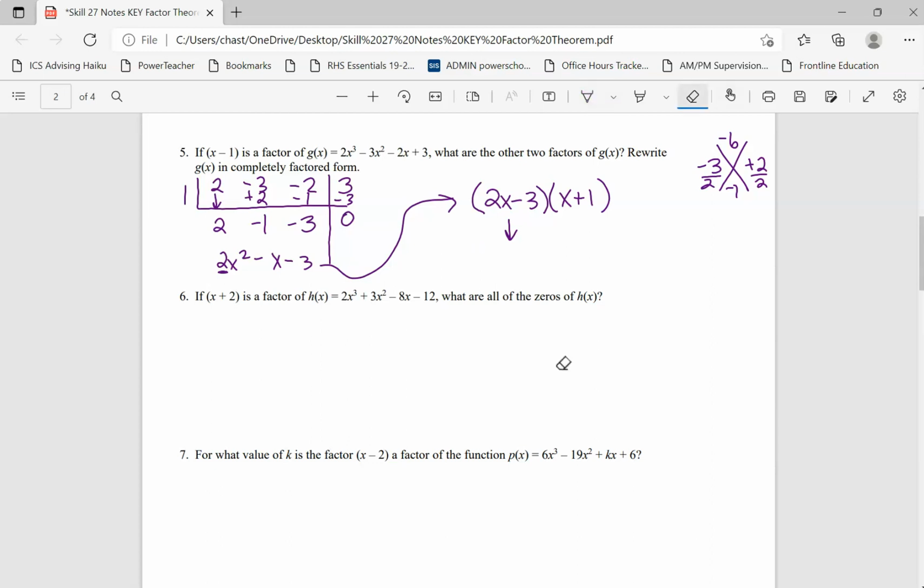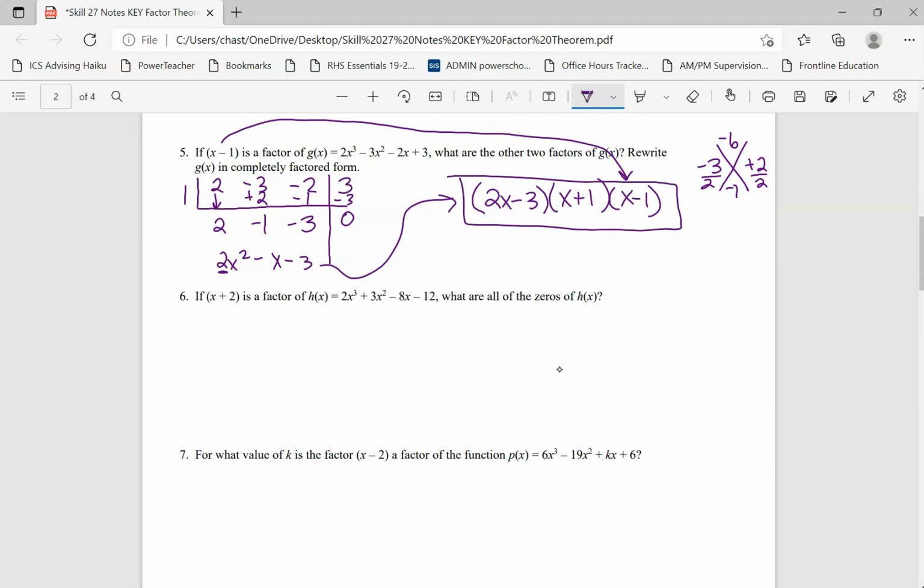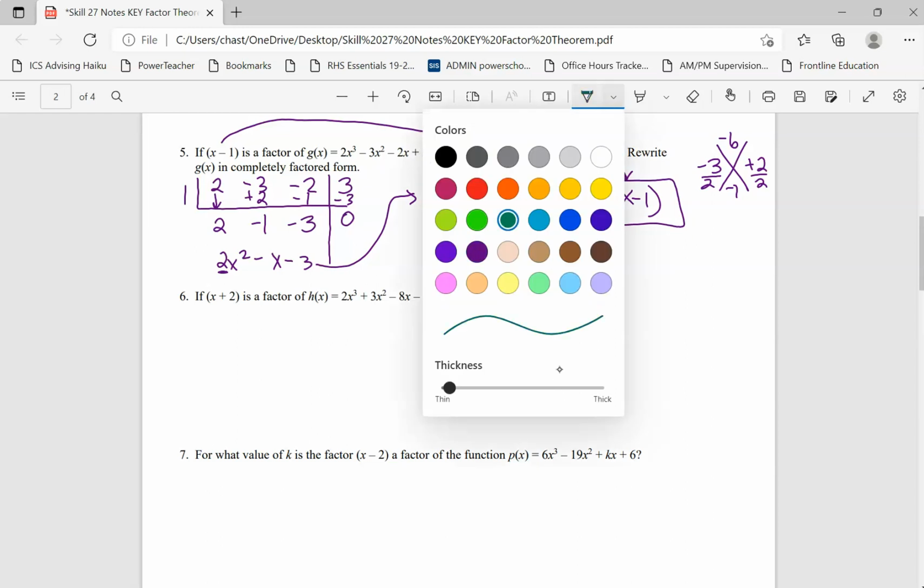Oh wait, they don't want the zeros, they just want the factors. Okay. And then of course we know x minus 1 is also a factor. So here is the completely factored form for g of x. I should probably make note that that's g of x equals that. Here, let me just draw this again. Okay, there we go. Let's try another one, do a different color here.